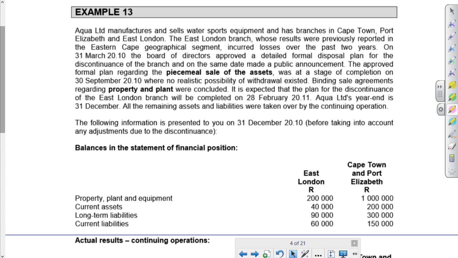The Board of Directors approved a formal plan. They made a public announcement. The plan was at a stage of completion by 30 September, and there was no realistic possibility of withdrawal. Those were the criteria we talked about last week, isn't it? And you'll see that in this one, in example 13, they talk about a piecemeal sale of the assets. Piecemeal means one by one, in pieces. Okay.